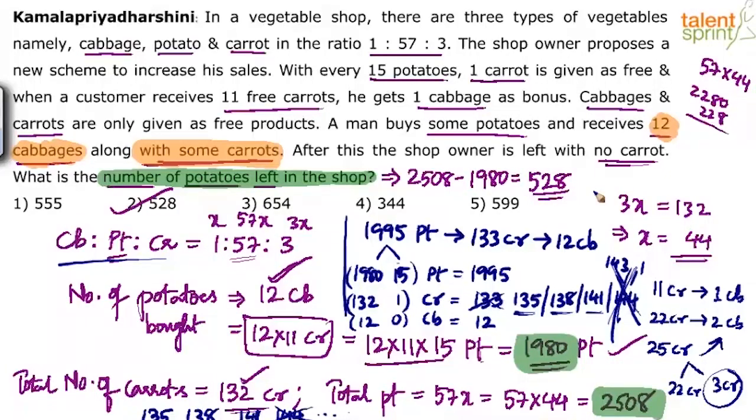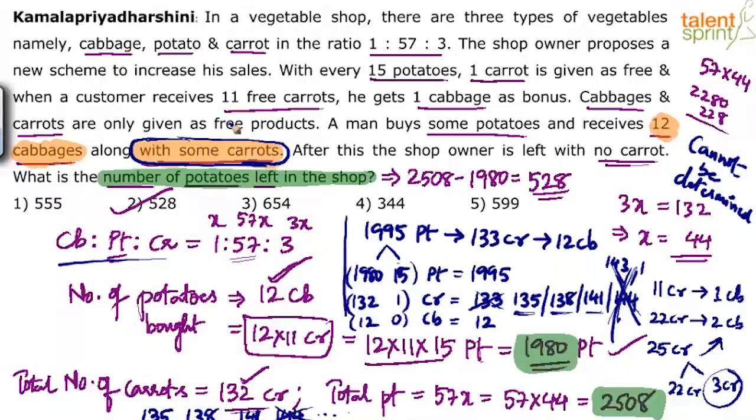So, those possibilities are there. However, you will figure out that when you do the calculations for 135, 138 and 141, these numbers are not available in the options. The only number which is available is 528. And hence 528 can be considered as a correct answer. But like I said, strictly speaking, answer cannot be determined. You're able to follow, because he said he has got those 12 cabbages along with some carrots. Now, some carrots does not mean that the number of carrots are proportional only to the cabbages. There can be extra carrots also.